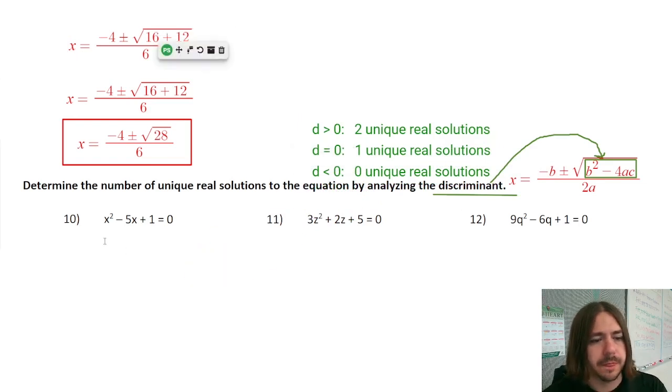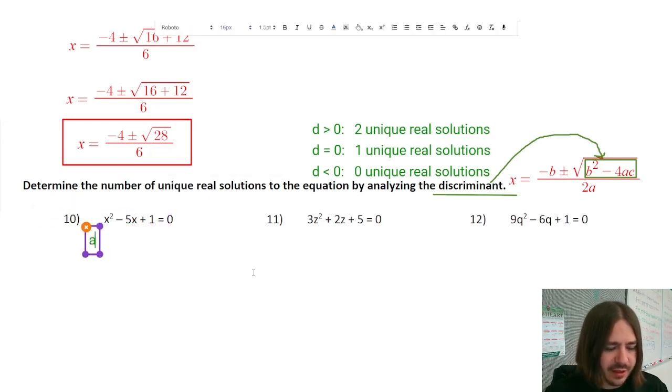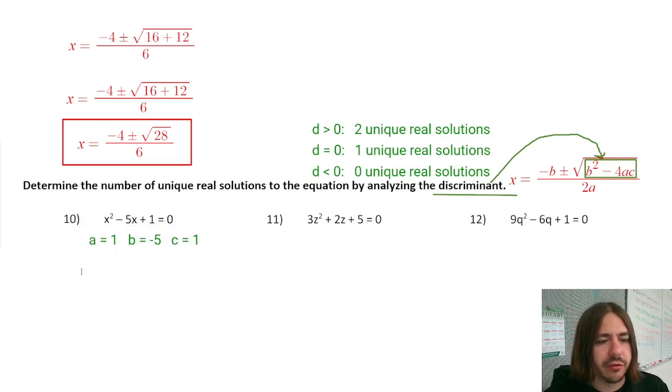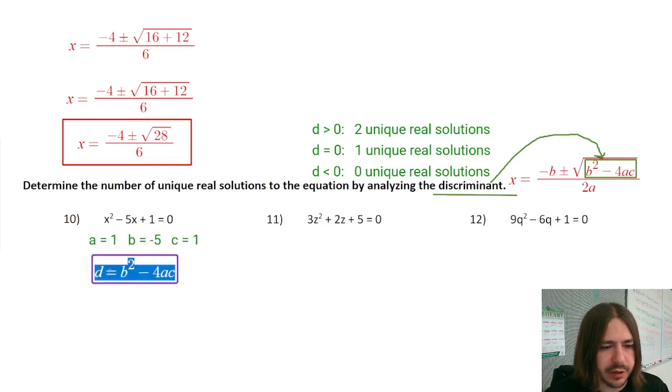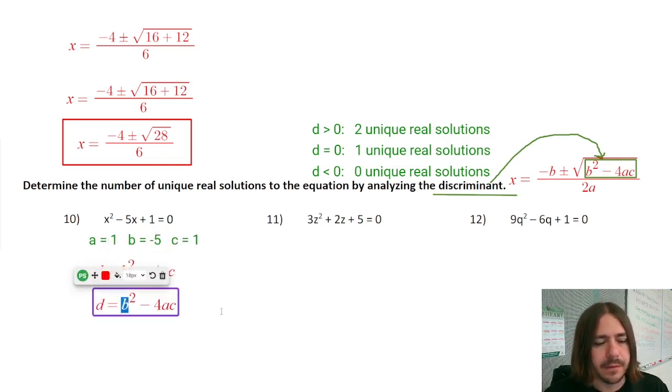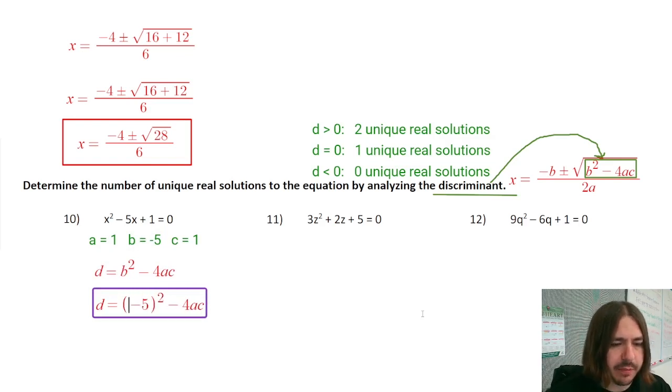Okay, so let's go ahead and identify A, B, and C, just like we were doing earlier. In this case, A is 1, B is -5, and C is 1. The discriminant here, D, is going to equal B squared minus 4AC. Go ahead and plug everything in here. So B is -5. Again, make sure you put that in parentheses, just like we did before. A is 1, and C is 1.